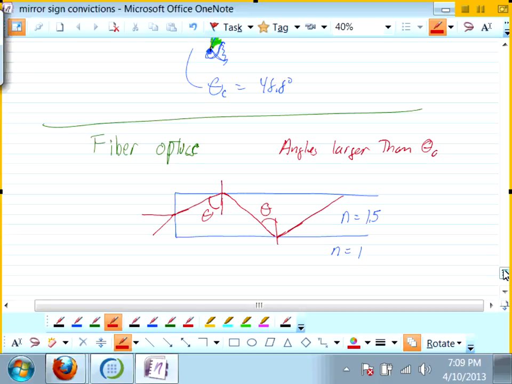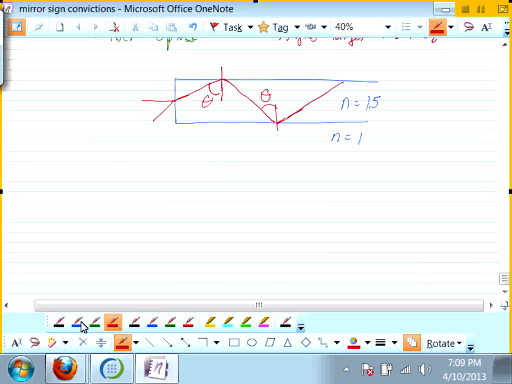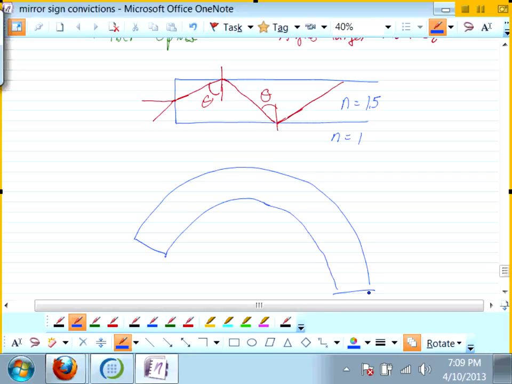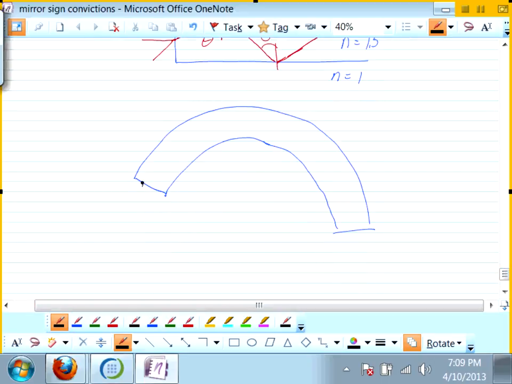Larger than the critical angle. And what's interesting about fiber optics is that even if this thing is a bent tube, you can still do it. Hence the name of these things is sometimes referred to as light pipes.